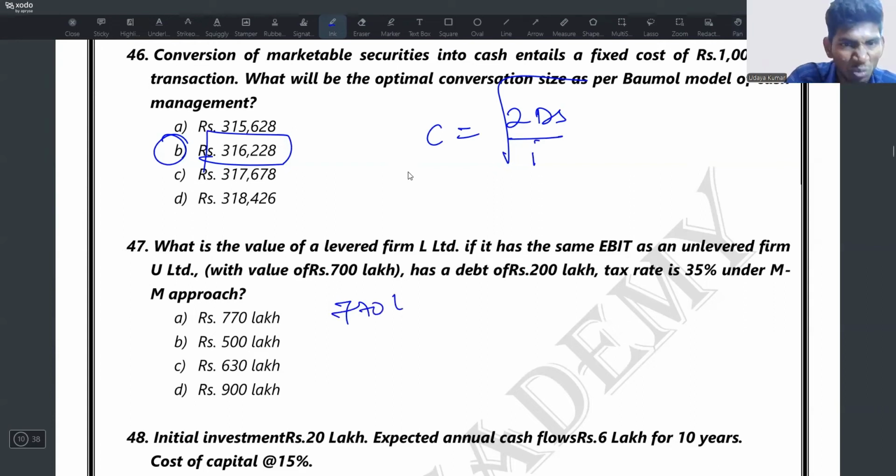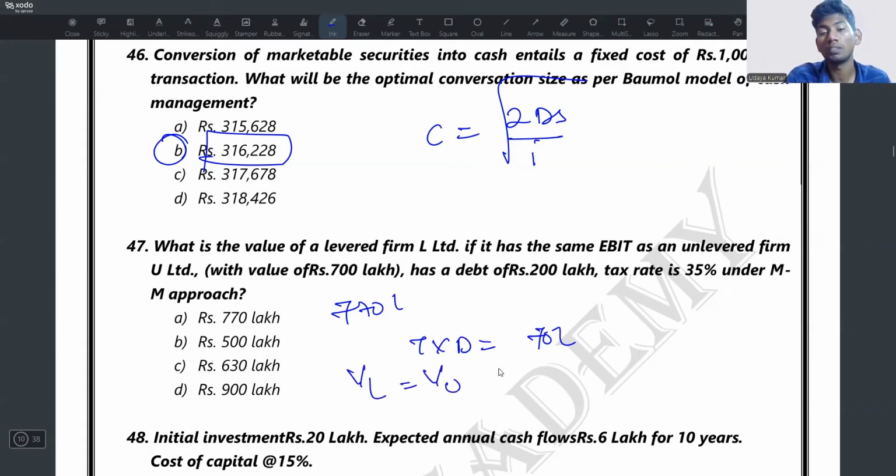If you do, you will get 70 lakhs. And thereafter, value of levered firm is equal to value of unlevered firm plus T into D. So it is 700, and if you add 70, you will get 770 lakh under MM.